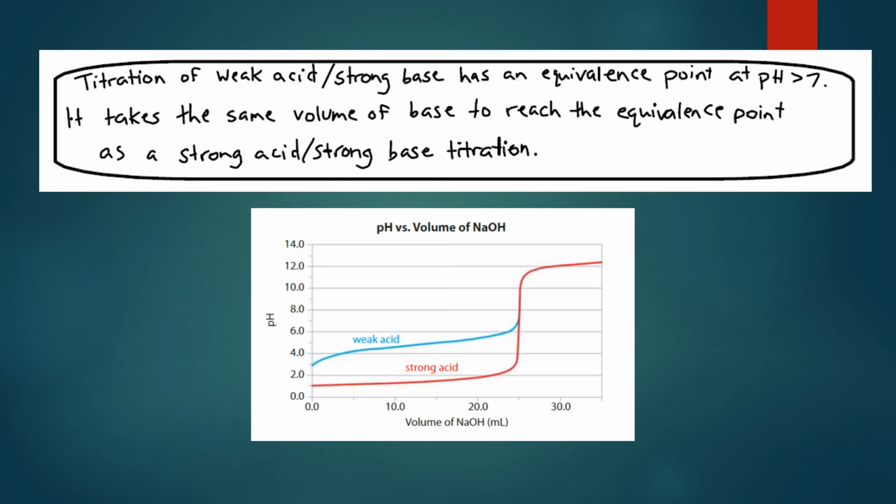So our generality here is that a titration of a weak acid and strong base has an equivalence point at a pH greater than 7. It takes the same volume of base to reach that equivalence point as a strong acid, strong base titration. So you can see a comparison of them right there. Weak acid, we start with a higher pH. However, it takes the same amount of base to get to that equivalence point, and the equivalence point has a pH greater than 7.